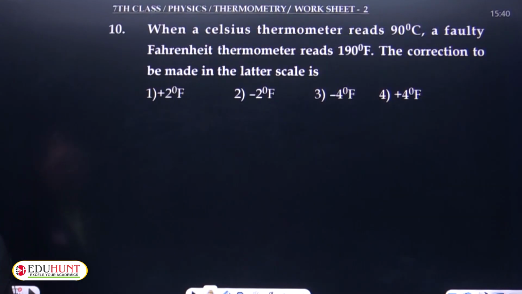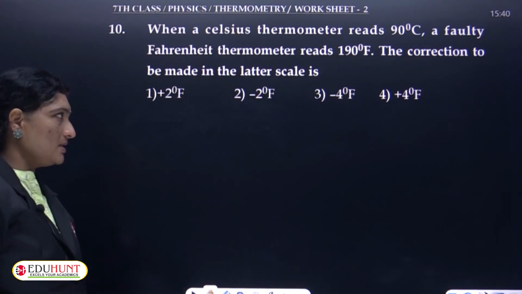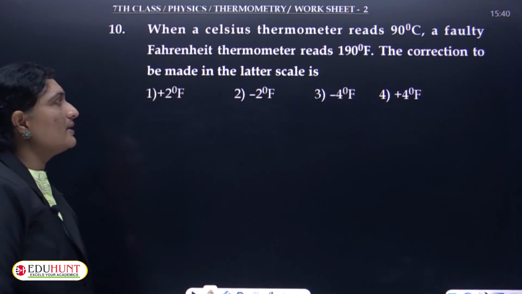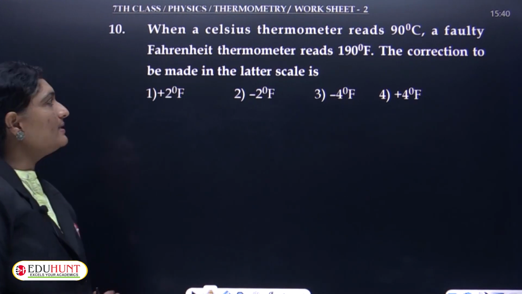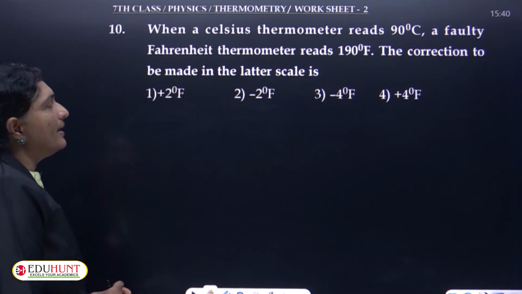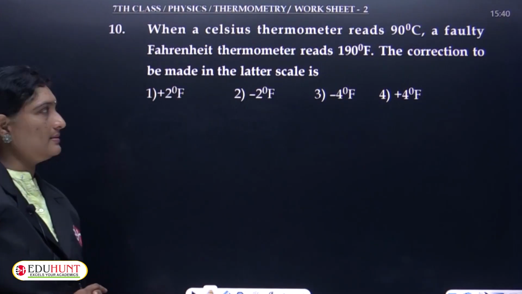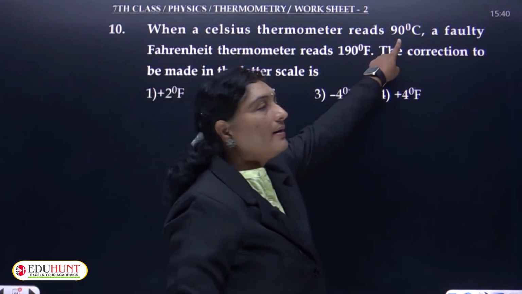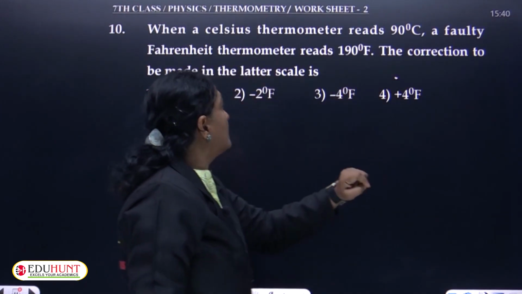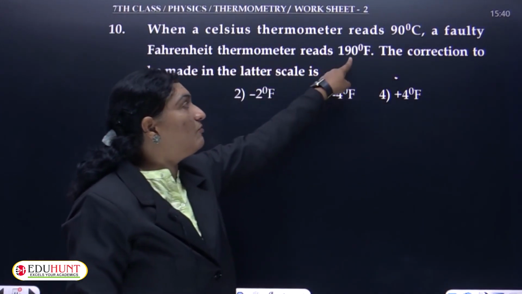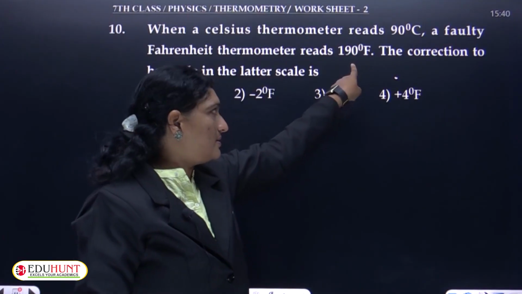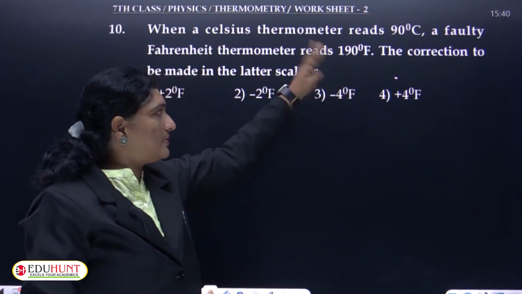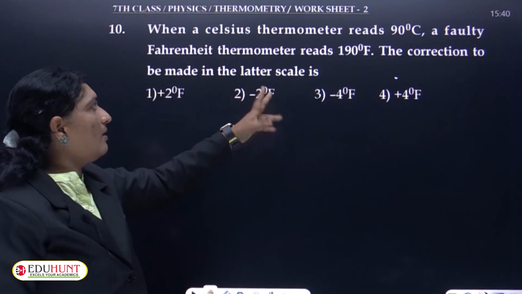So moving to the next question, that is question number 10. When a Celsius thermometer reads 90 degrees Celsius, a faulty Fahrenheit thermometer reads 190 degrees F. The correction to be made in the latter scale is. So what is given? A Celsius thermometer reading was given as 90 degrees Celsius and a faulty Fahrenheit thermometer reading of 190 degrees F. So let us compare this with the latter. The correction to be made on the latter scale.